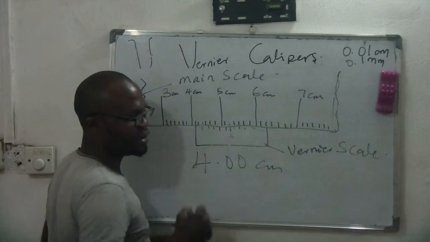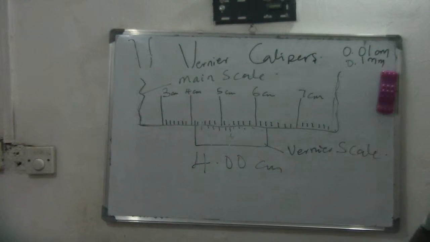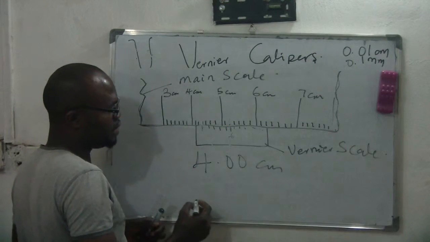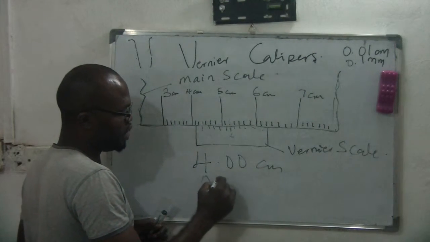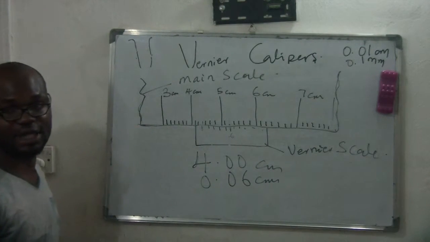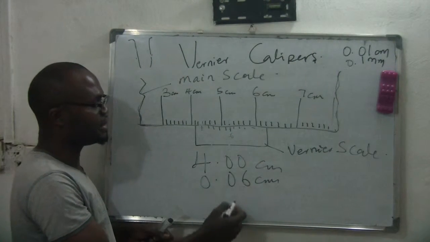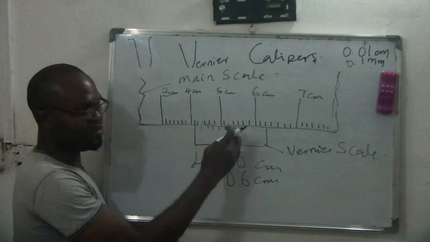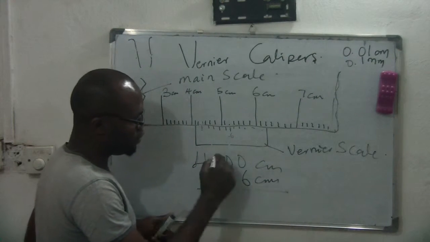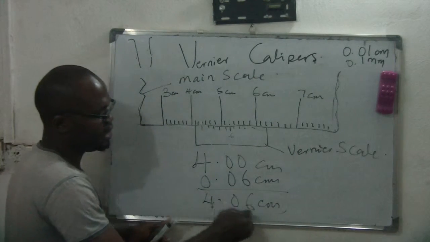So you have point 6. Any reading that you got here, just call it 0.06. Is that clear? Any mark you have here, we count it. If it is 6, then by the calibration division, it should be 0.06. So when you add up the two, you have 4.06 cm. And that is the measurement.